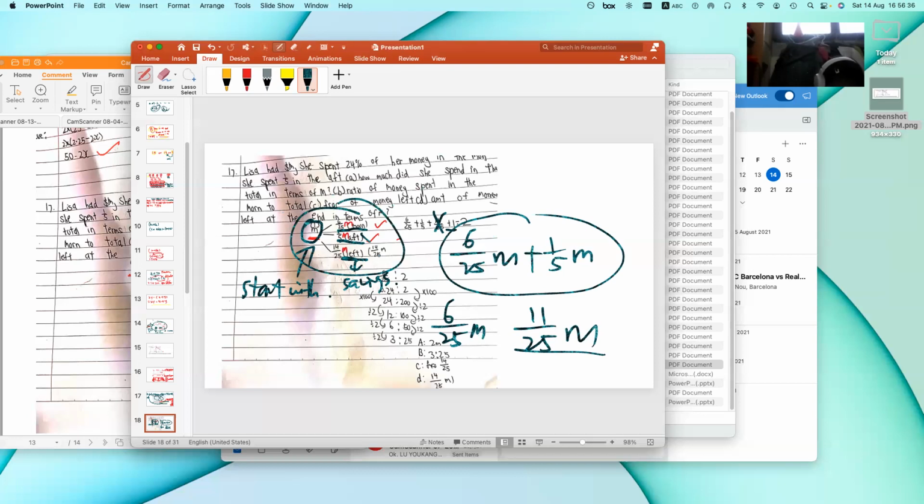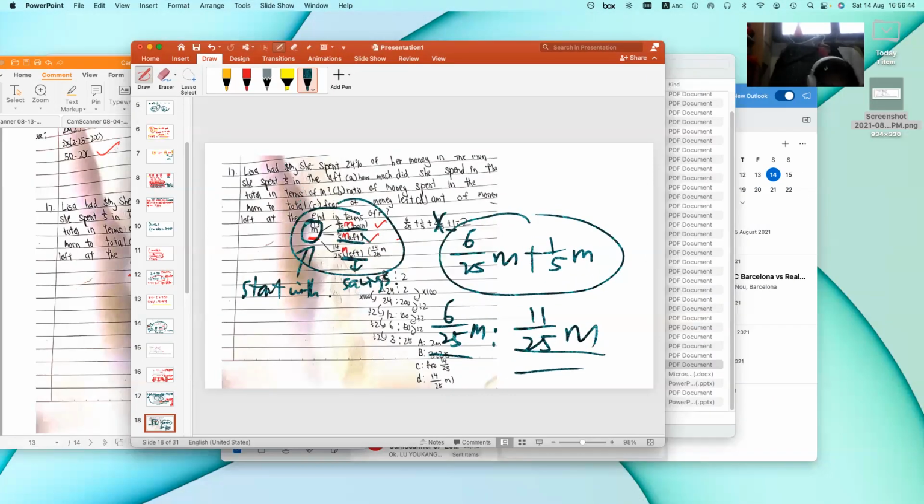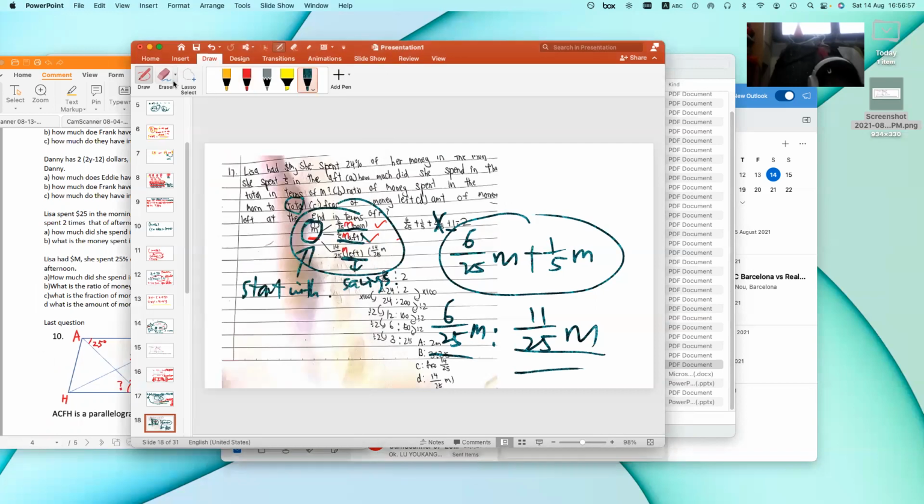And then the ratio of morning to total. Morning to total is here. Wait, I think you skipped the word. It's called total spending, not total. Let me double check whether you skipped the word. I think it's total spending. Ah, to the total. Where? Actually, here the total is total spending or total.